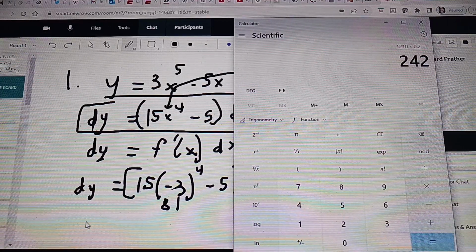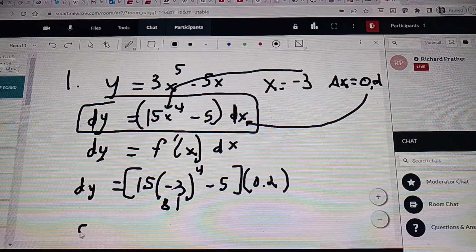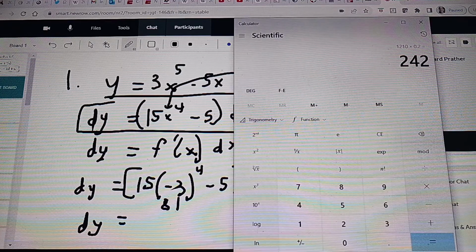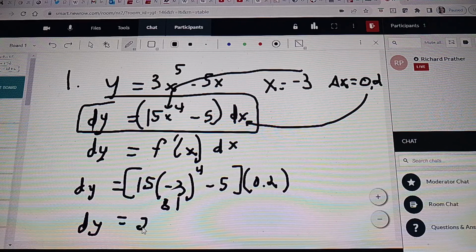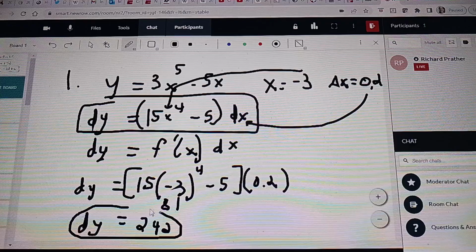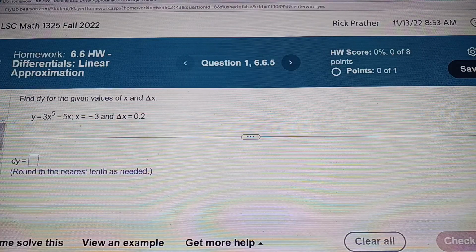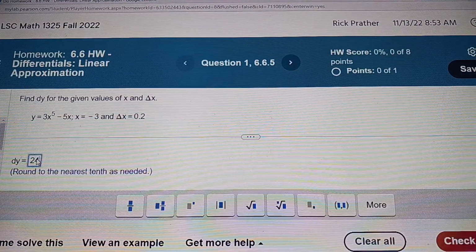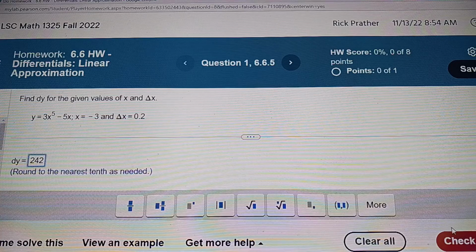So if you change x ever so slightly and increase it by 0.2 in whatever units we're talking about, the y would increase by 242. So this could be some business setting where we increase our production by 0.2 units in a given period of time, and then our costs or our profits or our revenue could change by $242, for example. Round to the nearest tenth if needed, but mine came out exactly, so no rounding going on.